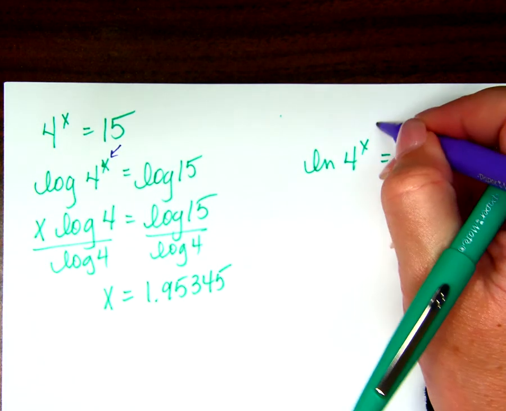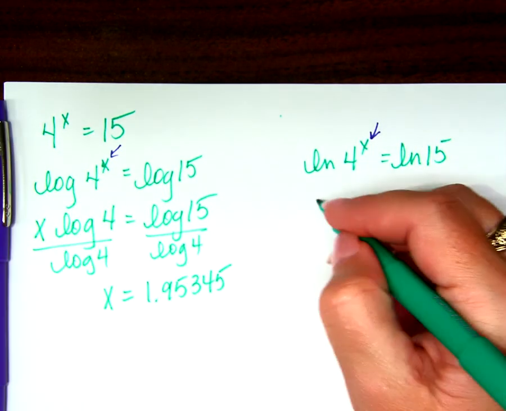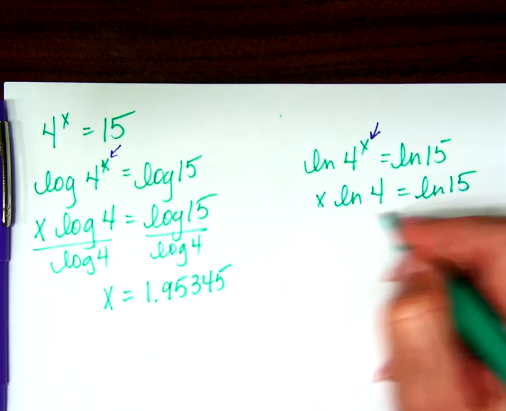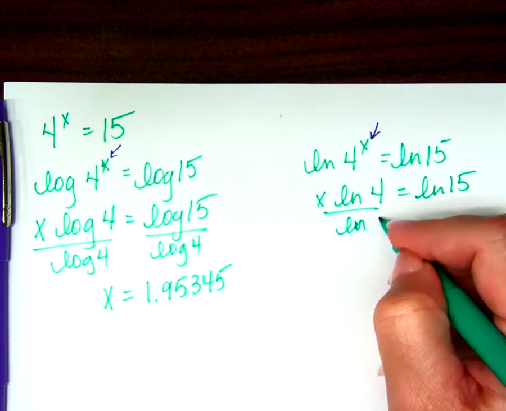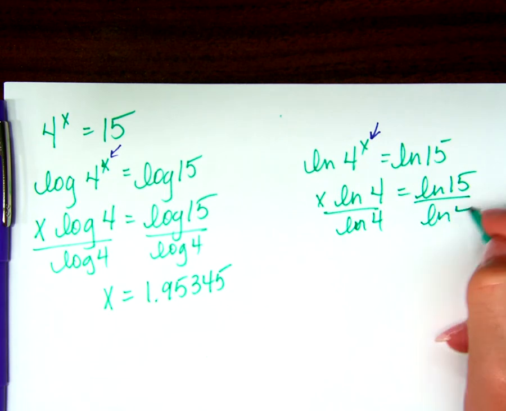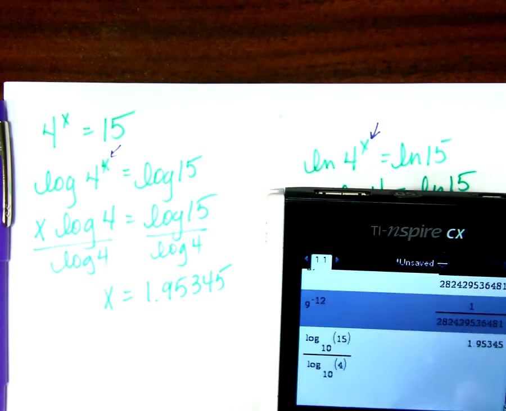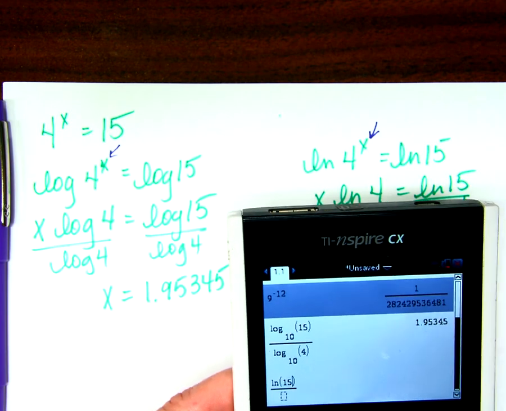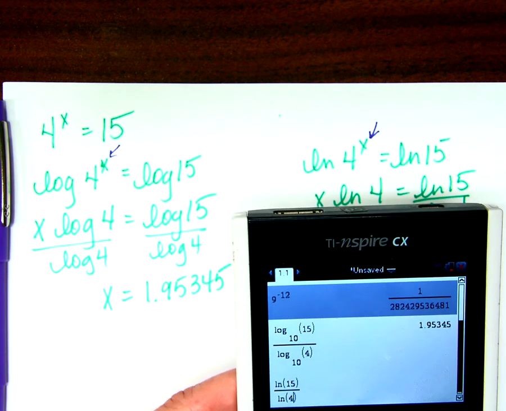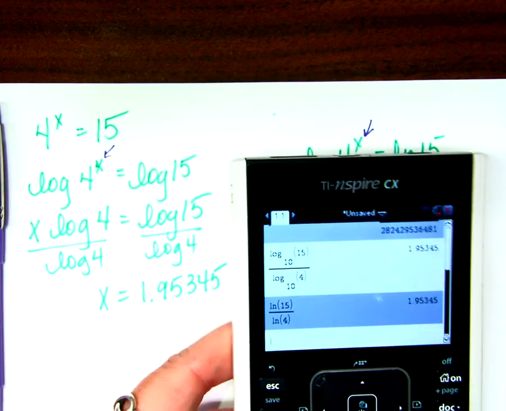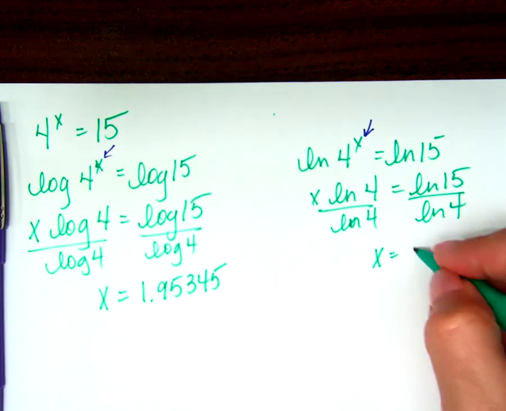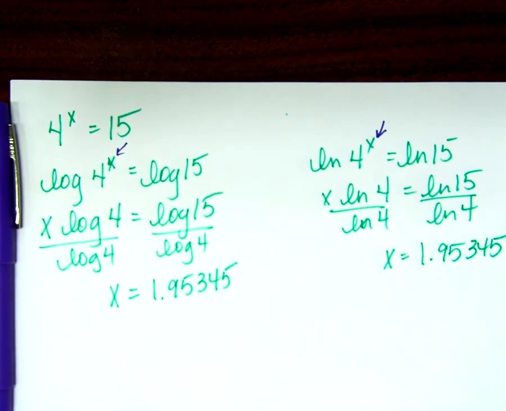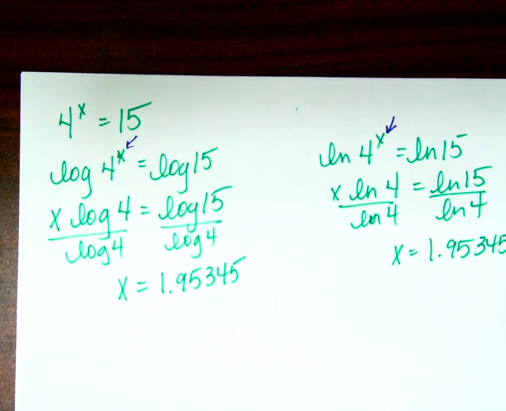So what happens to this? So x natural log of 4 equals natural log of 15. If I divide both sides by natural log of 4, natural log of 15 divided by natural log of 4, oh look, it's exactly the same. 1.95345. That's another possible way to do it.